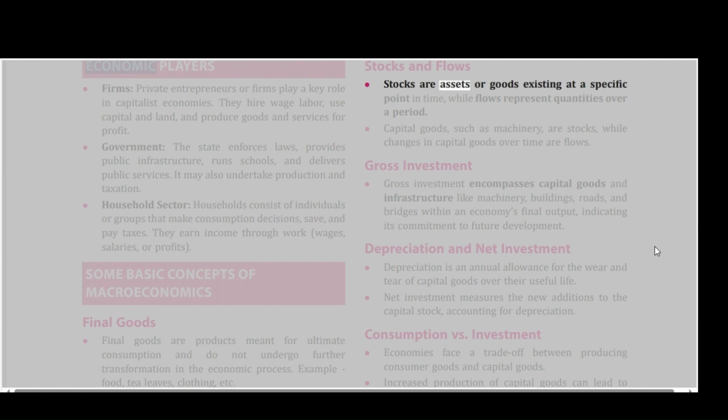Stocks and flows. Stocks are assets or goods existing at a specific point in time, while flows represent quantities over a period. Capital goods, such as machinery, are stocks, while changes in capital goods over time are flows.